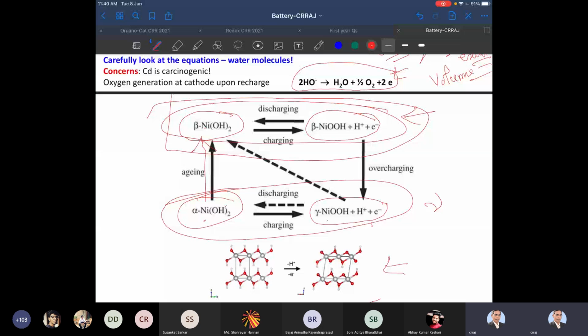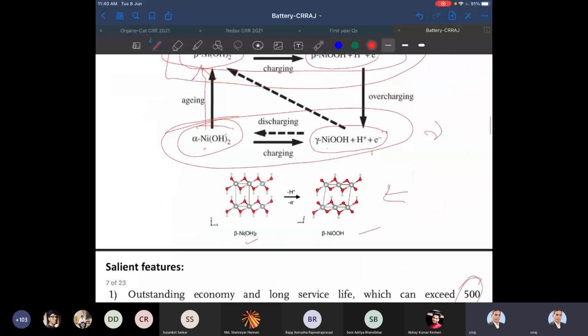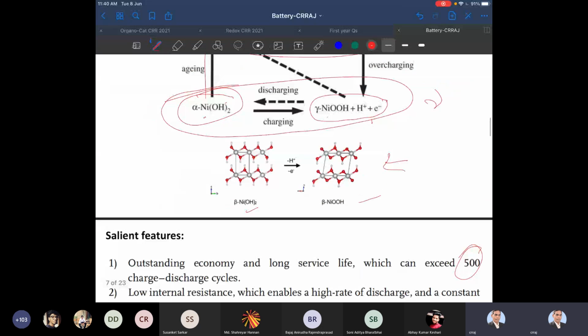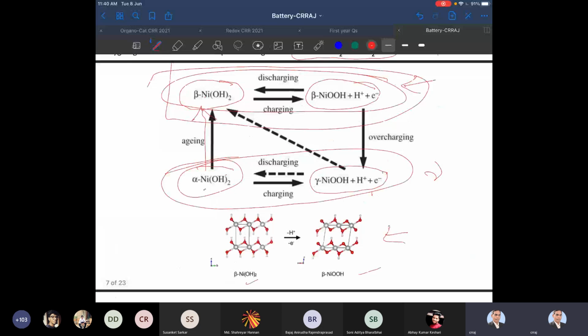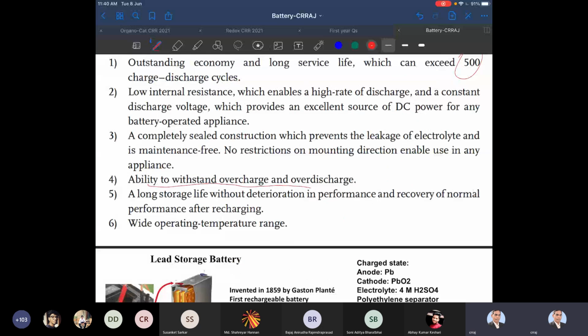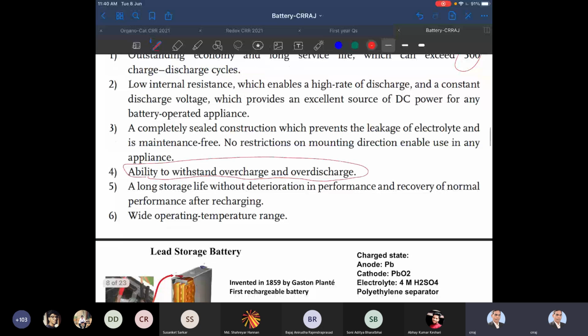Because when I overcharge, I get a gamma nickel oxyhydroxide, which on discharging gives your alpha, which can be converted into nickel oxyhydroxide without any issue, right? Within the cell itself, that's one beauty. Though it is a side reaction, you can recycle within the battery. Ability to withstand overcharge and over discharge. That is one. Right, long storage life without deterioration of performance.